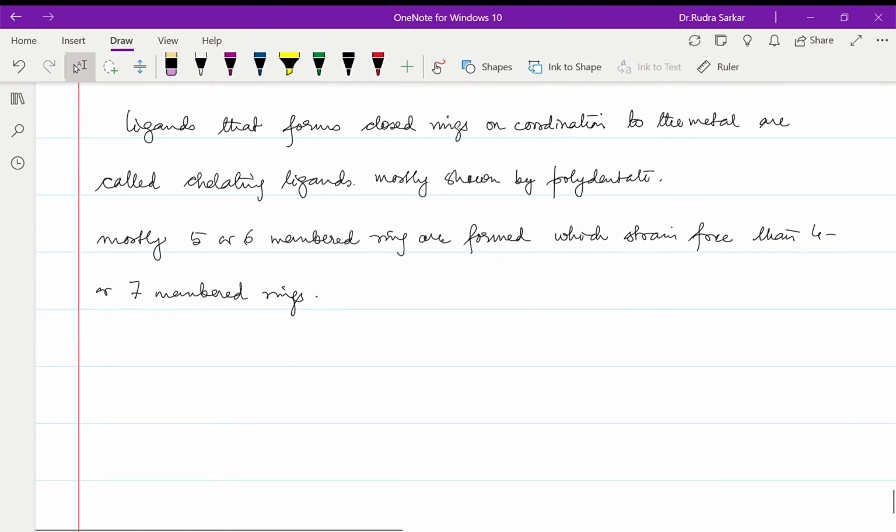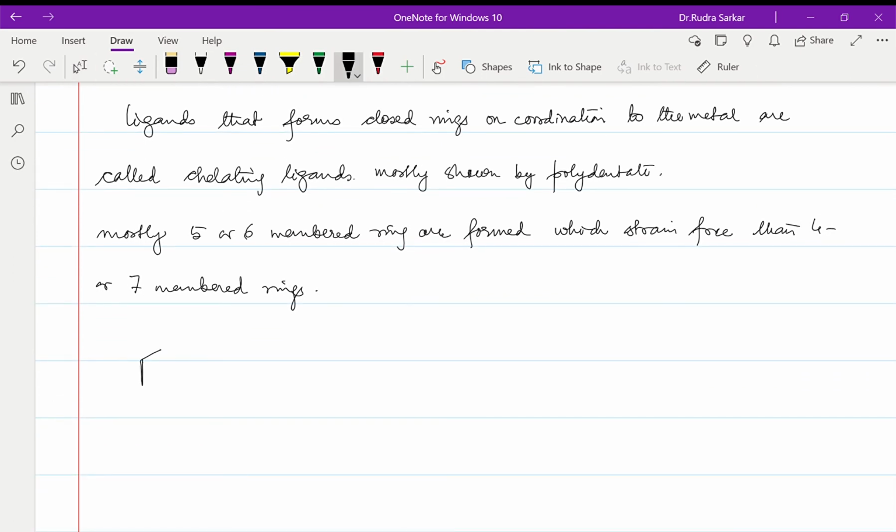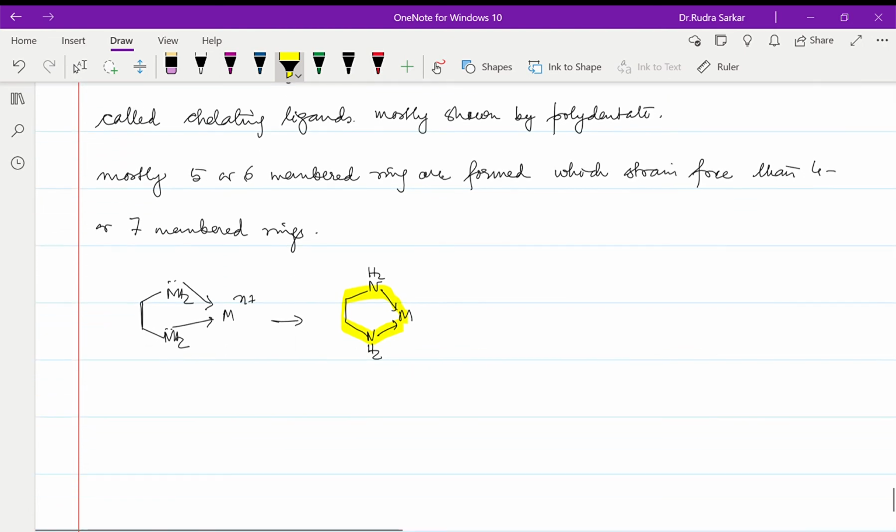Okay. So let's take one example. Suppose we have been given this ethylene diamine, and we have one metal. Let's keep it general. Let's call it Mn+. So here there are two such donor sites. One donation from here and another donation from here. Now when you join this part, please have a close look. It is forming a cycle or a ring, and you can call this a 5-membered ring, just like that.